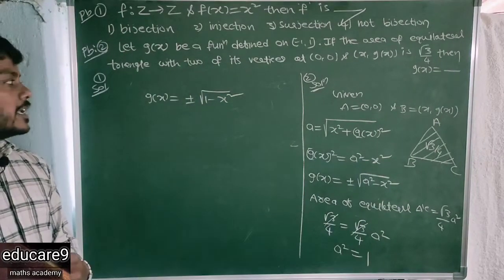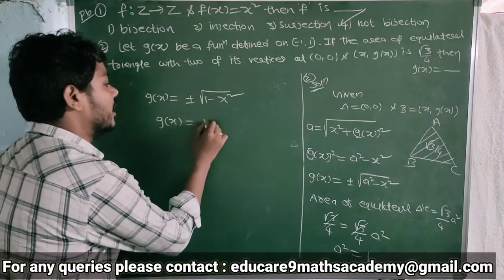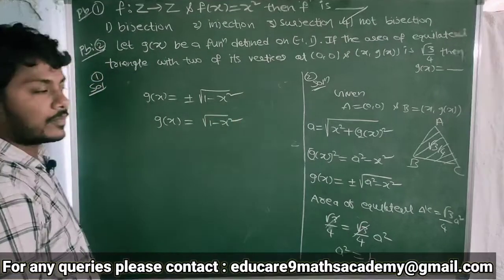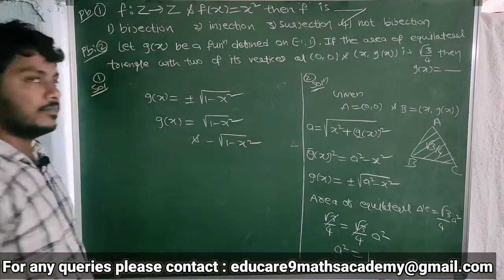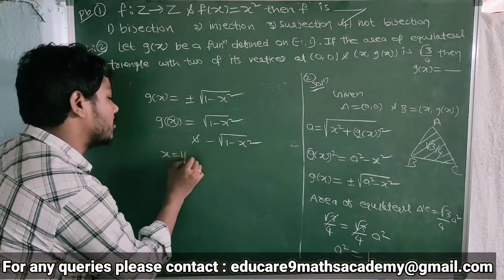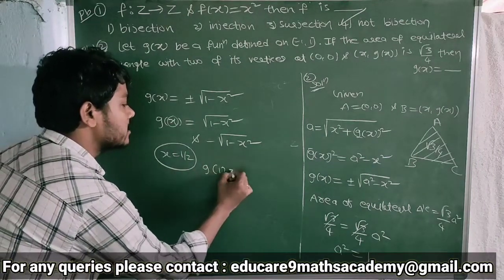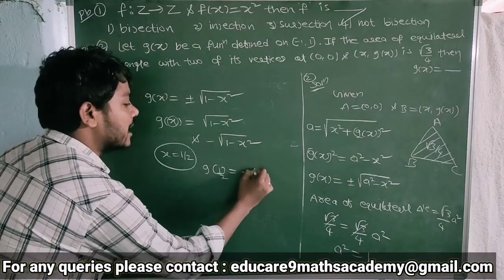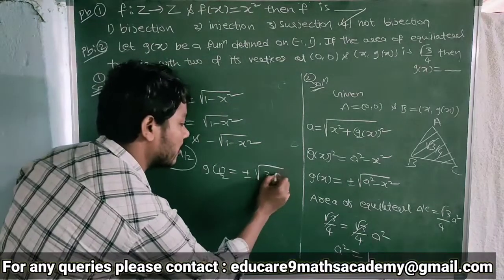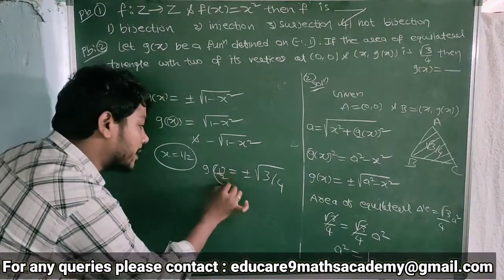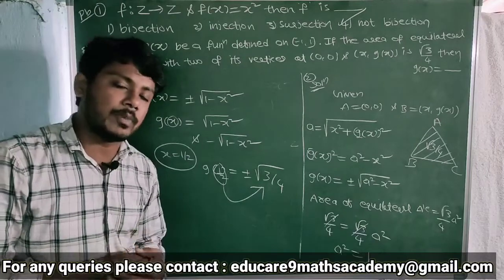See here, what are the g of x values? Your g of x is equal to the square root of 1 minus x square, and minus the square root of 1 minus x square. For example, x is equal to 1 by 2. Substitute here, what do you get? g of 1 by 2 is plus or minus square root of 1 minus 1 by 4, that is 3 by 4. So for 1 by 2, you will get two images. One is root 3 by 4, another one is minus root 3 by 4.